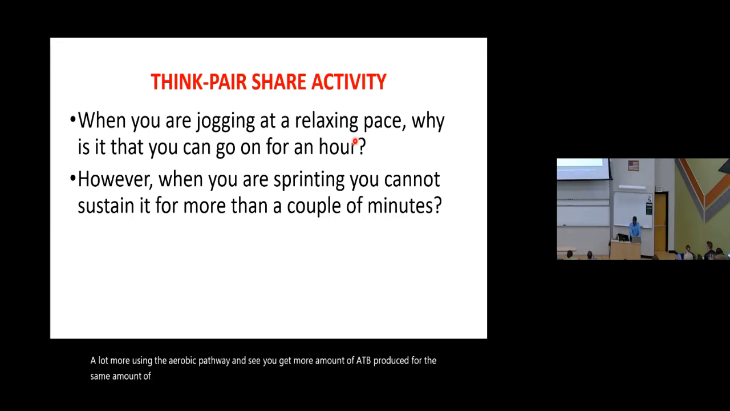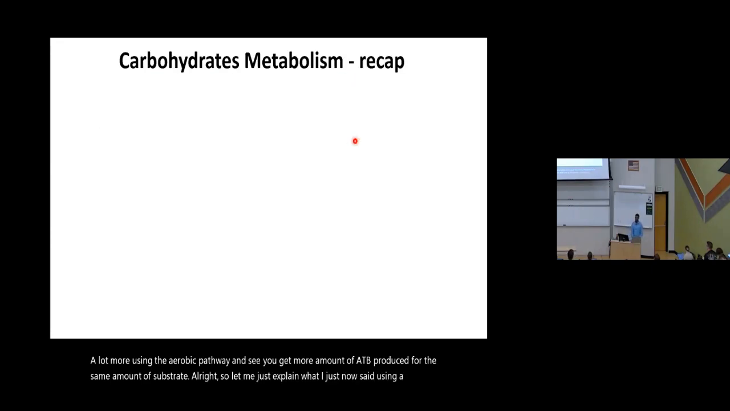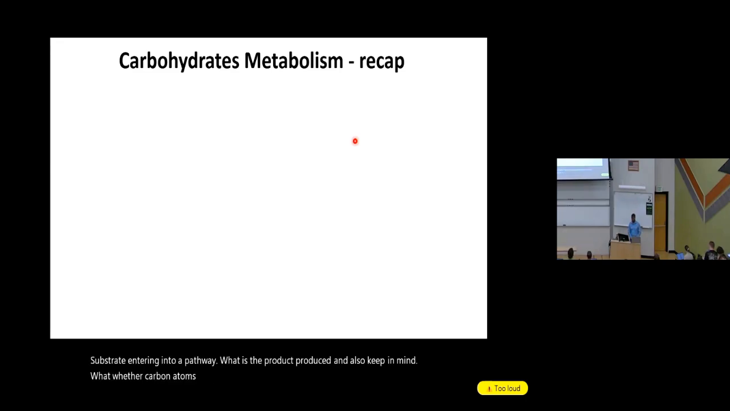All right. So let me just explain what I just now said using a recap of carbohydrate metabolism. What I show you in this slide is what I think you need to know, right? So the two things I mentioned: know what is the substrate entering into a pathway, what is the product produced, and also keep in mind where the carbon atoms are going, right? And maybe a third thing too, just know which one produces more ATP.